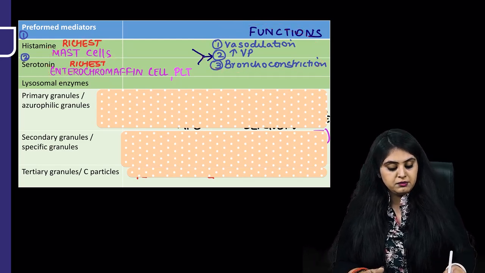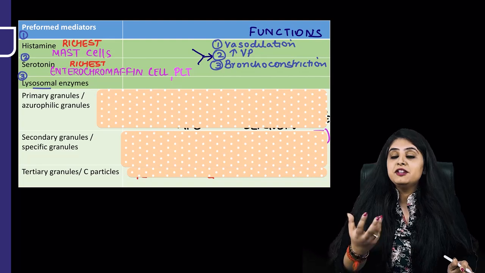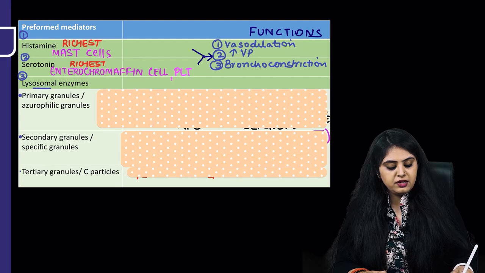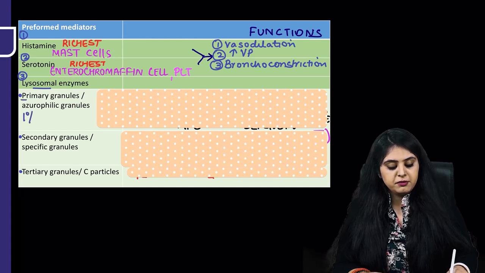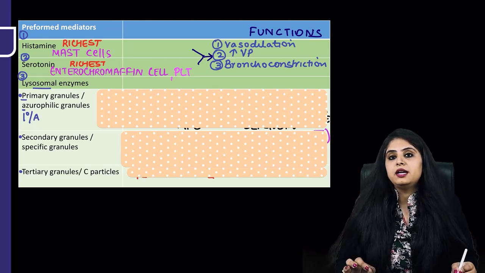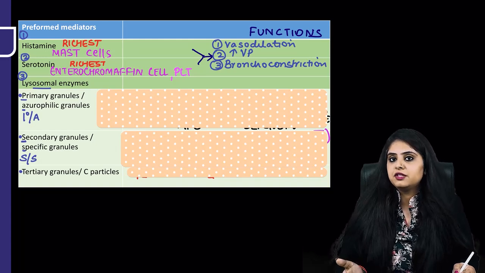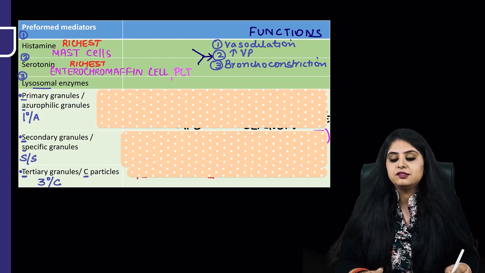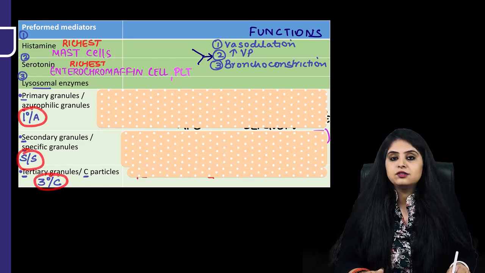Okay, let's move on to the third mediator, which is lysosomal enzymes. I'm not writing the fact that they come from lysosomes. Which type of lysosome? Lysosomes have three granules: primary, secondary, and tertiary. Know their names. Primary means the first alphabet, A, so primary granules are known as azurophilic granules. Secondary, S, and specific, S, so secondary granules are known as specific granules. Tertiary is 3 and the third alphabet is C, so tertiary granules are known as C particles. So remember, primary is azurophilic, secondary is specific, and tertiary is C particles.